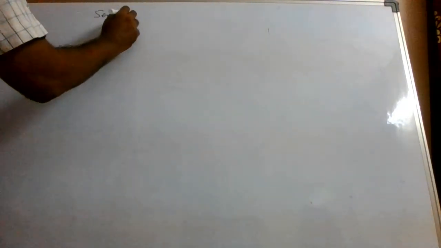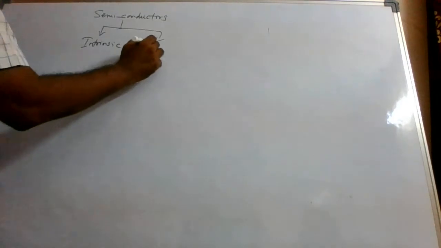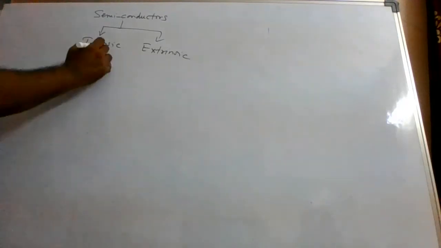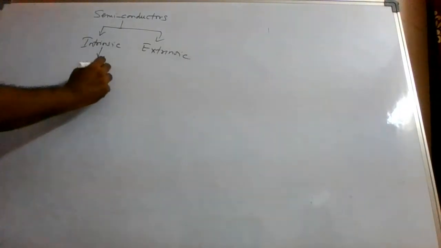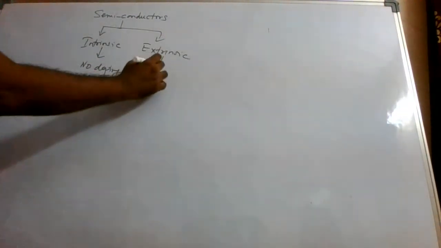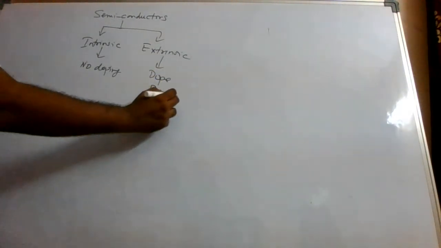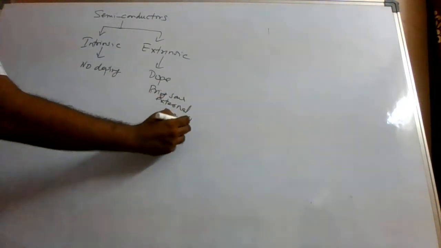So when we talk about semiconductors, we have basically two types of semiconductors. One is intrinsic semiconductor and one is extrinsic semiconductor. Intrinsic means no impurities, no doping. Here we dope. Dope means you bring some external impurity. Here you don't do that.